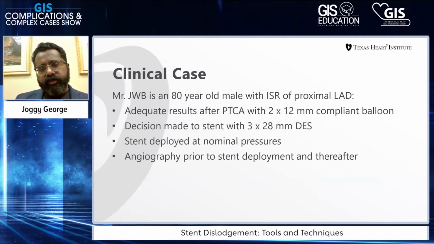The decision was to re-stent with another drug-eluting stent, and based on previous data as well as angiographic data, the decision was made to use a 3 millimeter by 28 millimeter drug-eluting stent, which was able to cross the lesion relatively easily, and the stent was deployed at nominal pressures. We will review the angiogram before and after the stent deployment now.